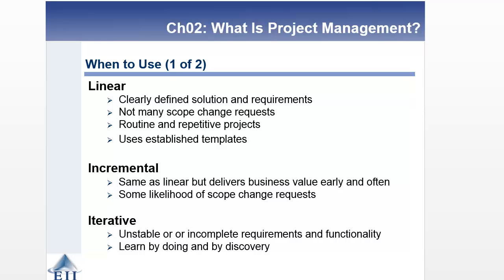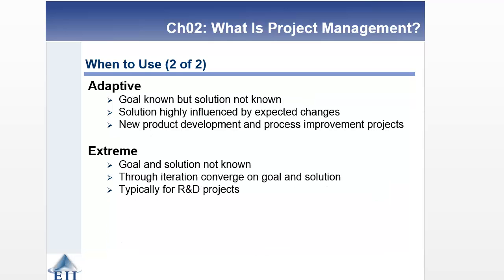All right, iterative is going to be very different. Now we're moving out of traditional into agile. You're going to have unstable or incomplete, and in fact, you may have two ors, unstable or incomplete requirements and functionality. And there's a lot of learning that's going to take place when you get to the iterative, not only by the project management team, but by the client, as you try to work through what the requirements and the functionality are going to be. Get to adaptive, same thing.